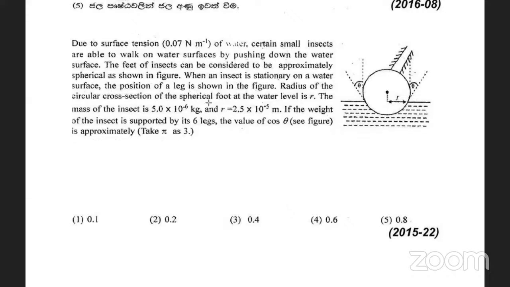Radius of the circular cross section of the spherical foot at the water level. Here they have given it as small r. The mass of the insect is 5 into 10 to the power minus 6 kilogram, and the radius is small r. This small r is not the radius of the sphere. It is the radius at this point. Wherever that contact is, there will be a circle like this, horizontally, people, like we discussed earlier. So that horizontal circle has a radius of small r. That's what they are saying. And along that circle only, the force is going to be created like this, in this direction. The force is going to be created along this theta.